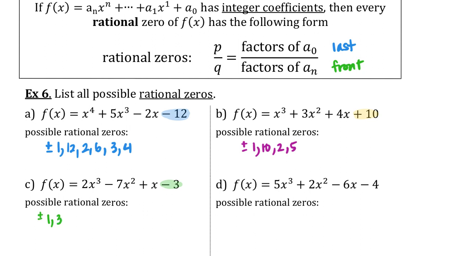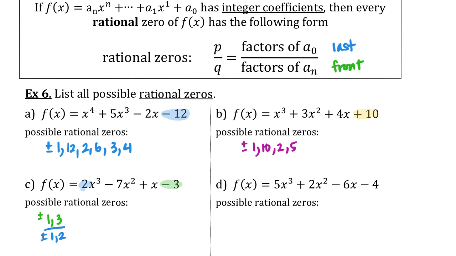Now in this case, there is a first term. It's 2. So I want to do the factors of the last term divided by the factors of the first term. The first term is 2, so what do I times to get 2? It could be 1, it could be 2.